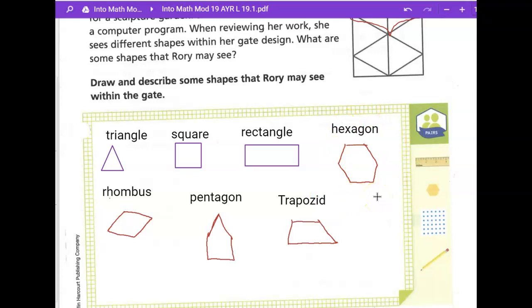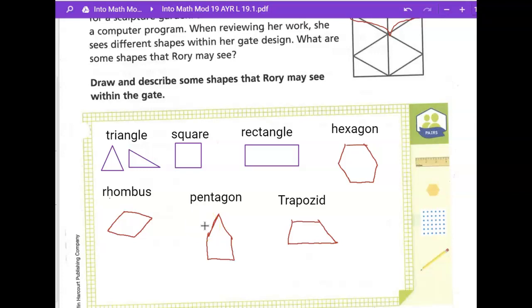Okay. And then there's another triangle. This one down here. It's a triangle, but it's a special kind of triangle. Okay. So I'm going to attempt to draw one. This is what we call a right triangle because it has that square corner right there. Okay. But we're not putting down how many we see.